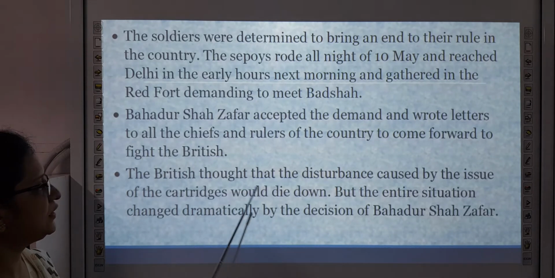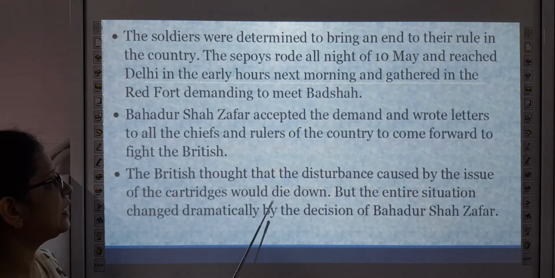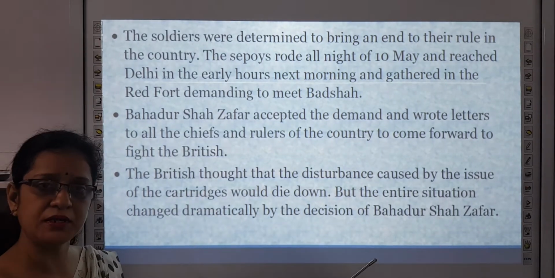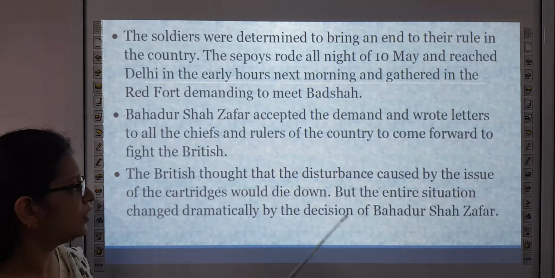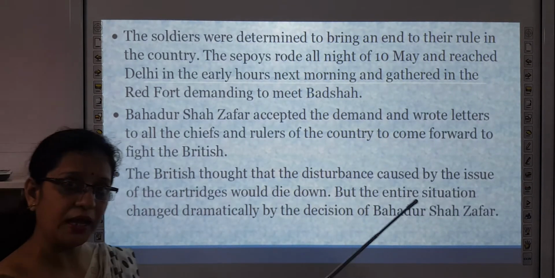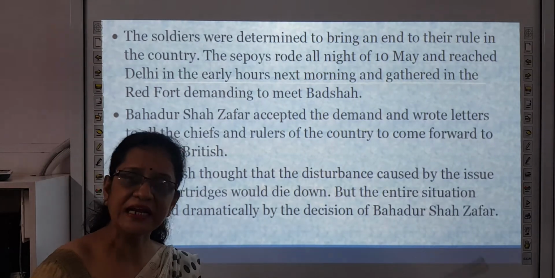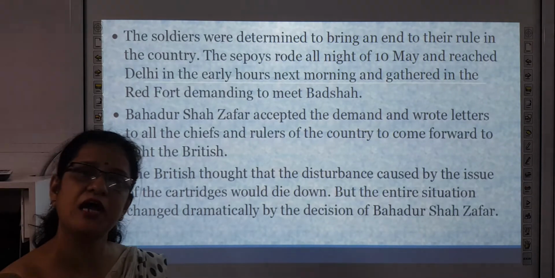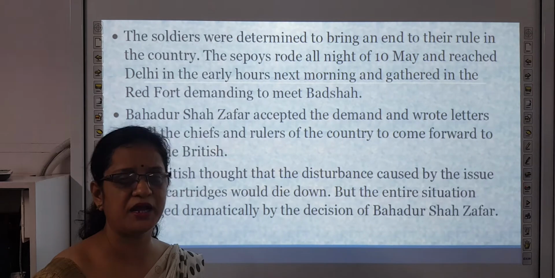The British thought that the disturbance caused by the issue of the cartridges would die down. They were not ready to accept that it would not. But when Bahadur Shah Zafar blessed the Indian soldiers, the situation changed dramatically. The people began to feel courage, enthusiasm and hope.